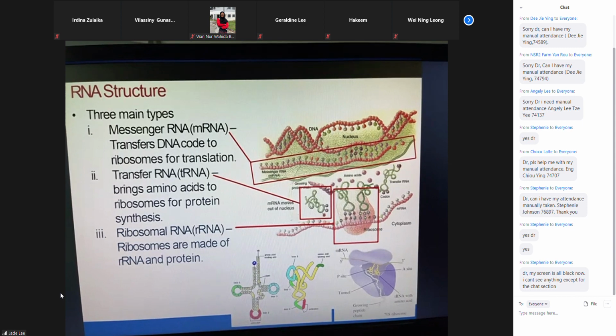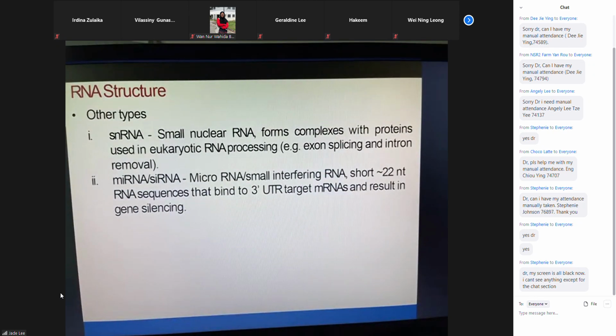Another one is ribosomal RNA, which is made of RNA and protein. This RNA is important for translation. The other RNA structure is small nuclear RNA, which forms a complex with protein and is used in eukaryote RNA processing, like exon splicing and intron removal. This is what is called small nuclear RNA.